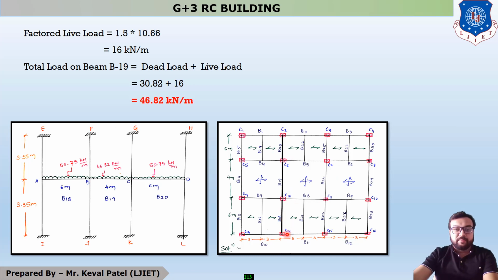The length of beam 18 is 6 meter, beam 19 is 4 meter and beam 20 is 6 meter. So students, for the first span your UDL is 50.75 kilonewton per meter. For B19 it is 46.82 kilonewton per meter, and for beam B20 it is 50.75 kilonewton per meter, which was calculated in the last lecture.